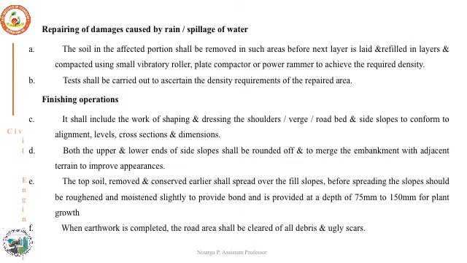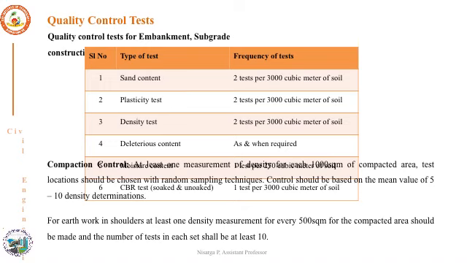The topsoil must be removed and conserved, and later shall be spread over the fill slope. Before spreading, the slope should be roughened and moistened slightly to provide a bond, and the topsoil is provided at a depth of 75 mm to 150 mm for plant growth. When the earthwork is completed, the road shall be cleared of all debris and the ugly scars.